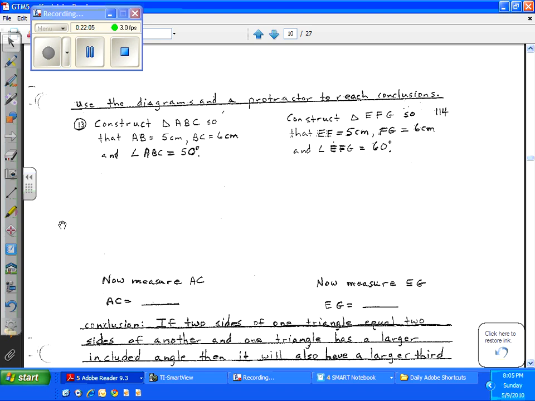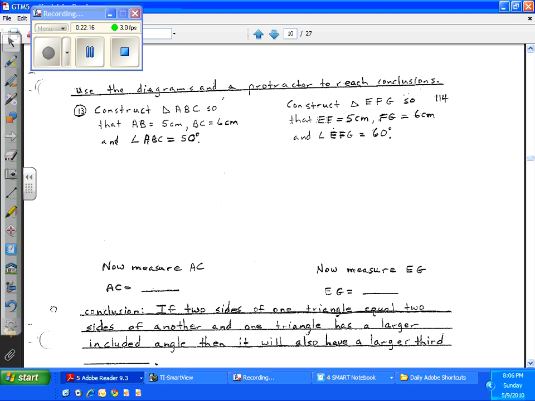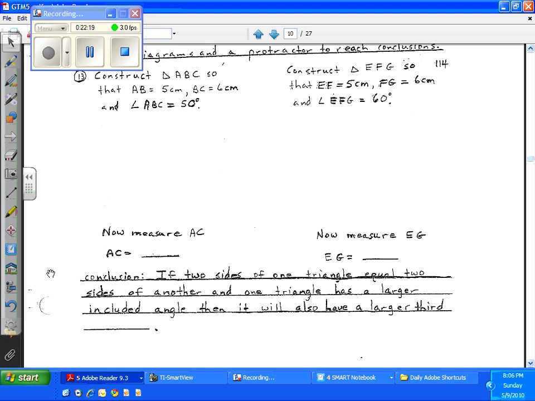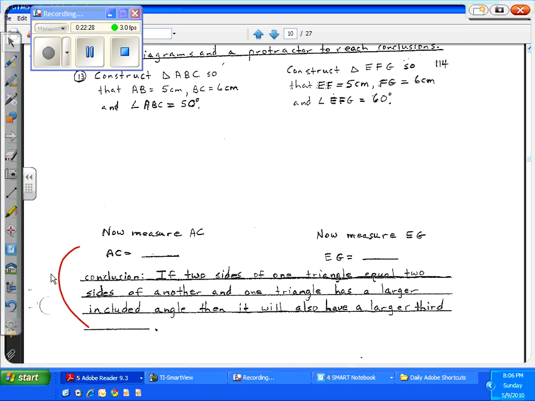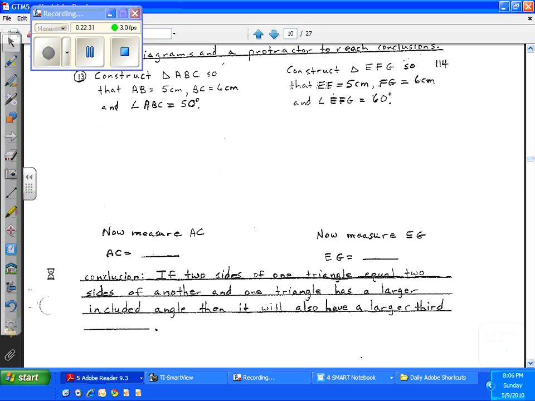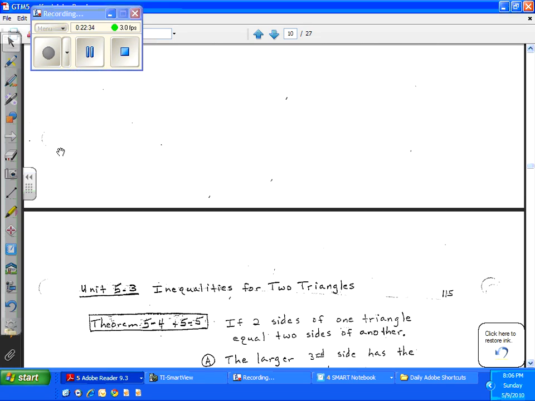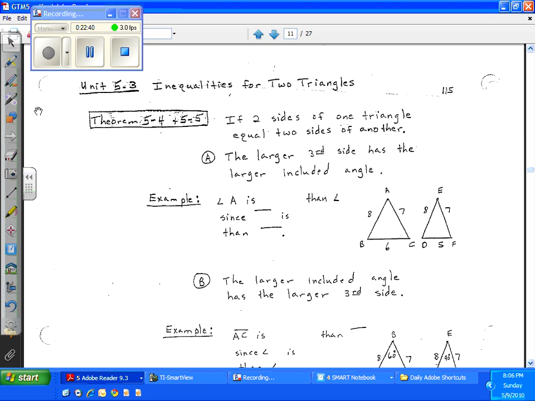Use the diagram and a protractor to reach conclusions. And so here again, you're making these measurements, you're reaching conclusions. Your conclusion will be the rule on the next page, the next lesson's rule, so you could look to the next page and find out how to fill in these blanks right here. But we want you to use your measuring devices to draw and measure accurately. It'll give you a visual of the next lesson. When you go to lesson 5.3, you will find the answers for that discovery learning at the end of the daily work on unit 5.2.